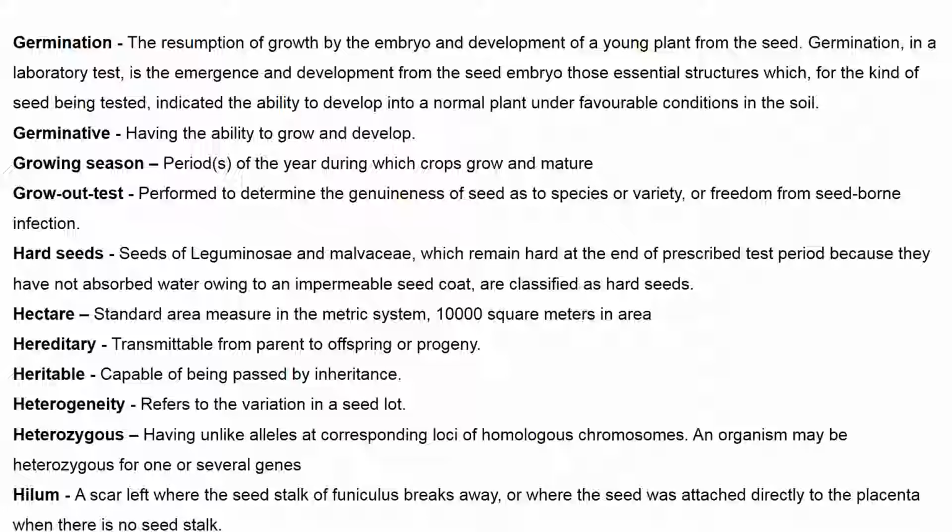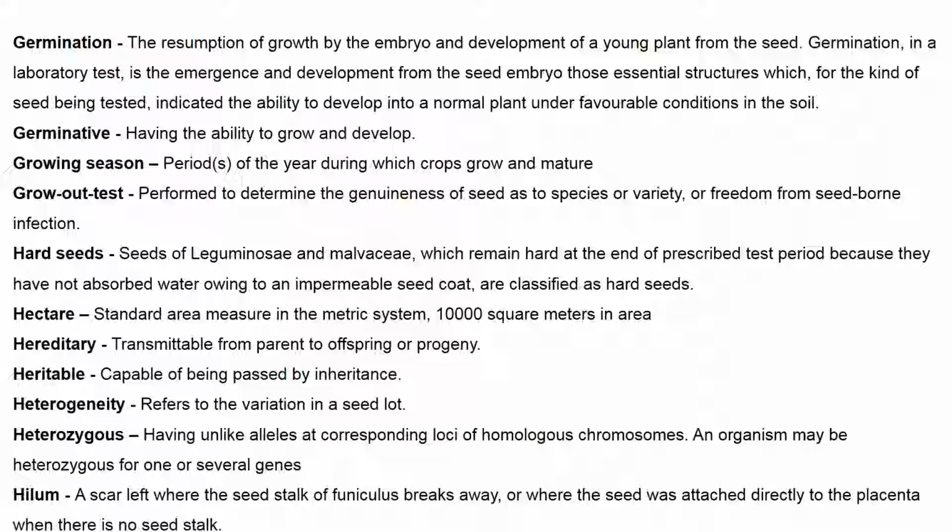Hectare. Standard area measured in the metric system, 10,000 square meters in area. Hereditary, that is transmittable from parents to offspring or progeny. Heritable is capable of being passed by inheritance. Heterogeneity refers to the variation in seed lot. Heterozygous is having unlike alleles at corresponding loci of homologous chromosomes. An organism may be heterozygous for one or several genes.